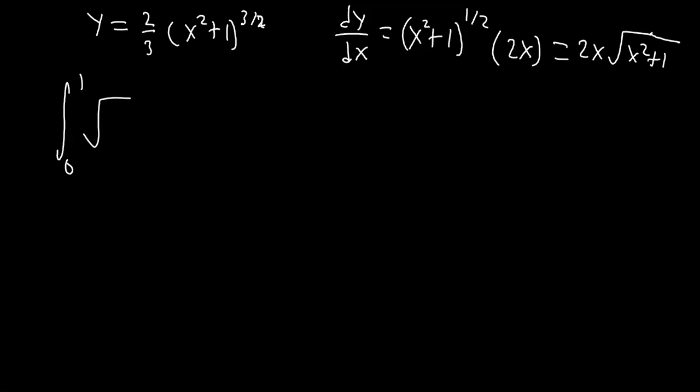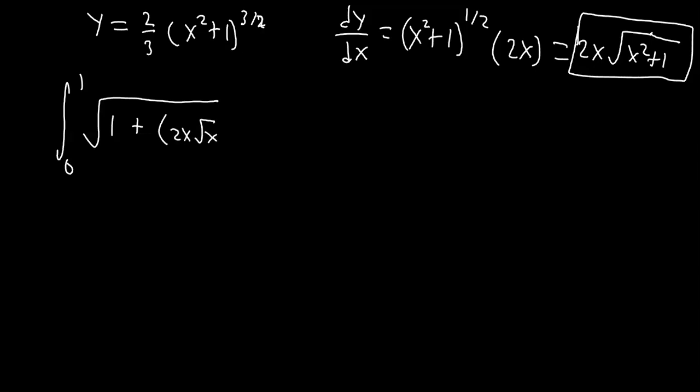So when you plug all this back in, we're going to have 1 plus our dy over dx, this is our dy over dx here. Right, this is our dy over dx. So when we plug that back in, we're going to have 2x times x squared plus 1, all raised to the second power.